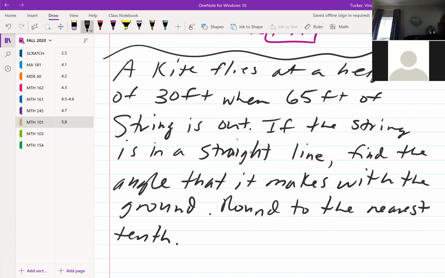All right, so a kite flies at a height of 30 feet when 65 feet of string is out. If the string is in a straight line, find the angle that it makes with the ground, rounded to the nearest tenth.